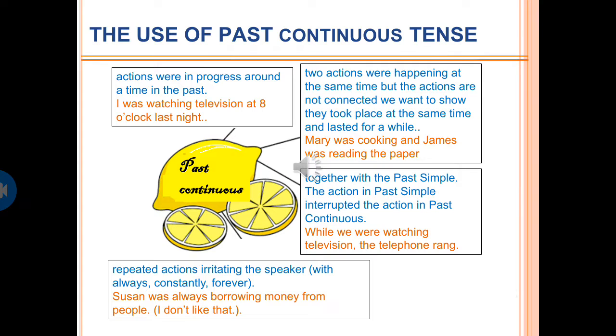Finally, we use the past continuous tense to talk about repeated actions irritating the speaker with always, constantly, forever. For example, Susan was always borrowing money from people. I don't like that.